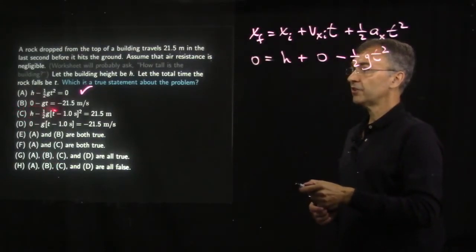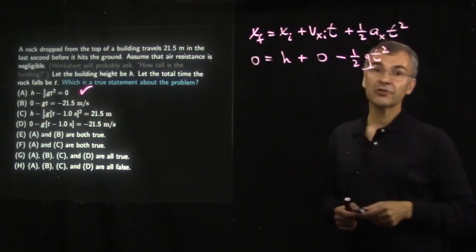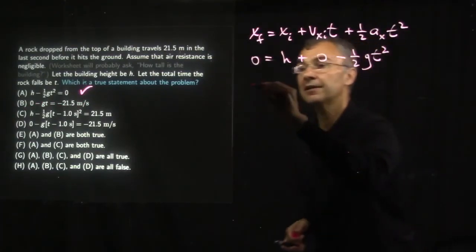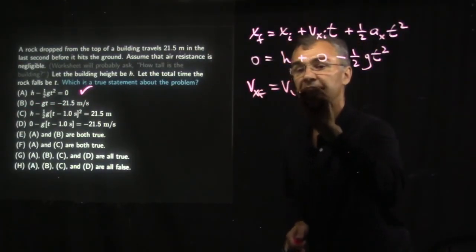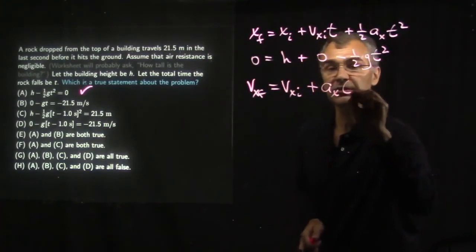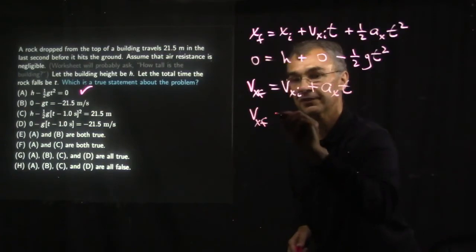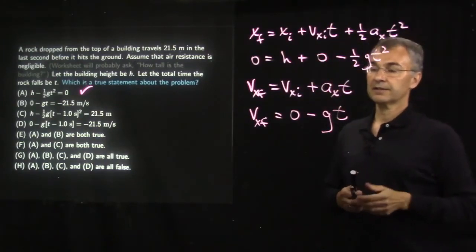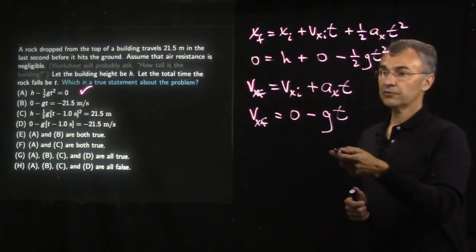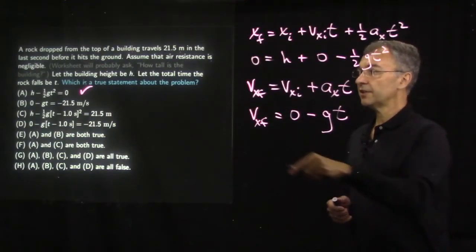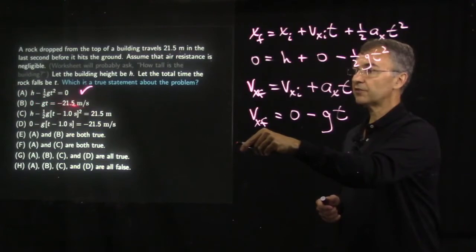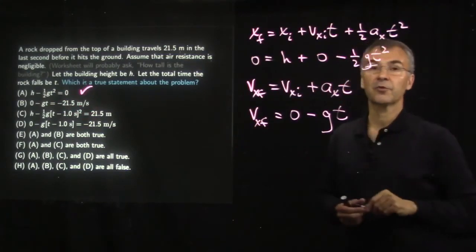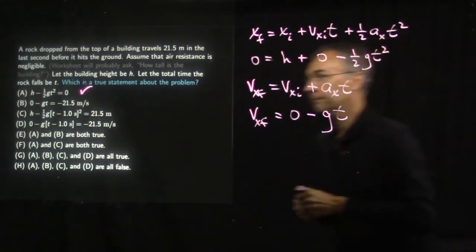What about 0 minus gt is minus 21.5 meters per second? I think we just ruled that out on a previous slide, because that's saying Vx final equals Vx initial plus a sub x t. So that's like Vx final equals 0 minus gt. That is true, Vx final is 0 minus gt, but Vx final is not minus 21.5 meters per second. Vx final is probably going to be somewhat more negative than 21.5 meters per second. So this is wrong.